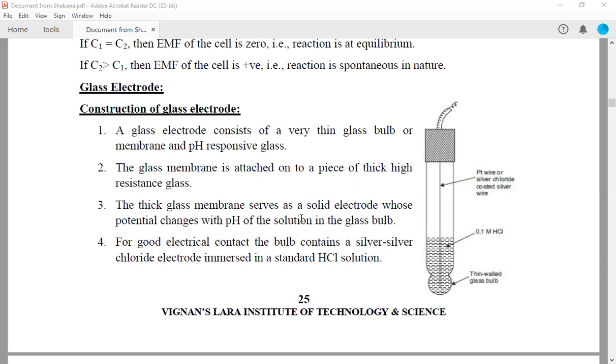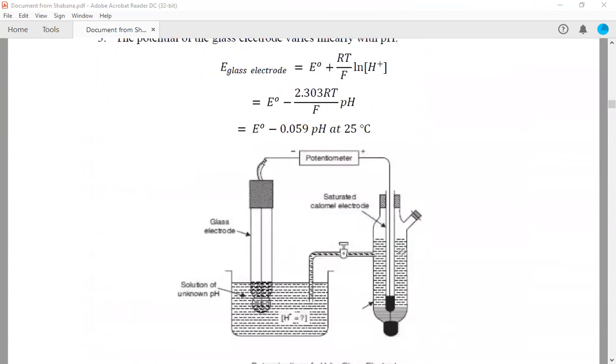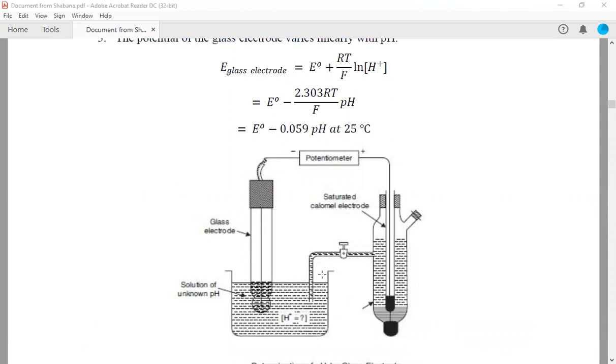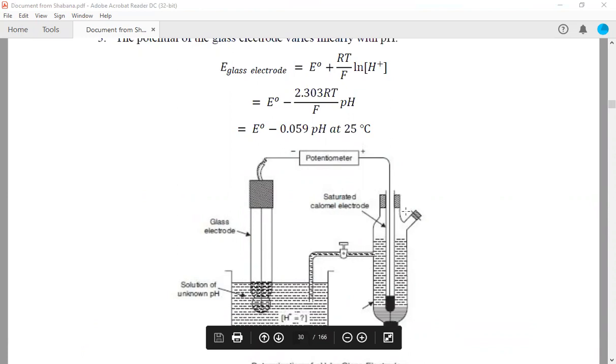It is a widely used electrode for measuring the pH by combining this electrode with the calomel electrode. See here, this is a calomel electrode, and by connecting the glass electrode with the calomel electrode with the help of the salt bridge, the pH of the solution can easily be measured. And this calomel electrode is used as a secondary electrode.